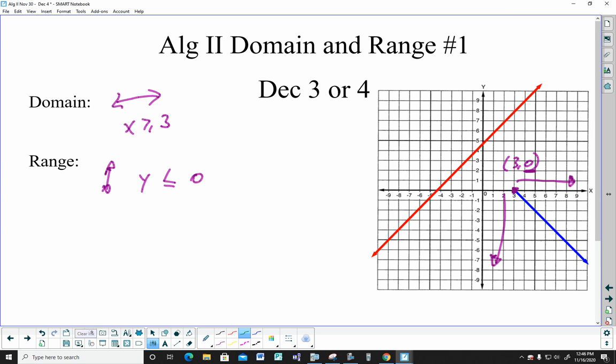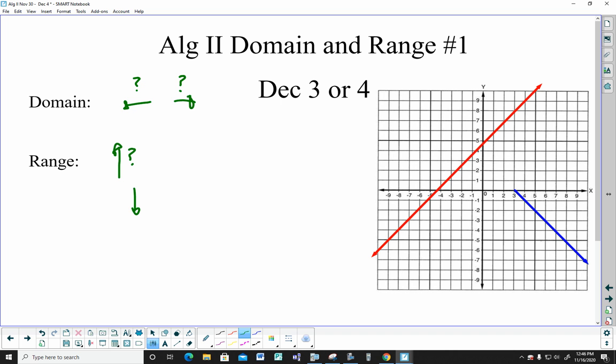So the questions I'm asking you guys, domain: can it go as far left as it wants? Can it go as far right as it wants? These are the questions that I'm asking. Range: can it go as high as it wants? Can it go as low as it wants? Those are the questions I'm asking. Okay, because this deals with the y's, this deals with the x's.